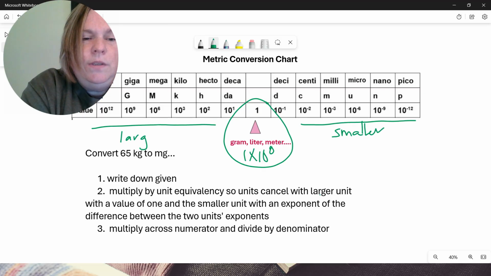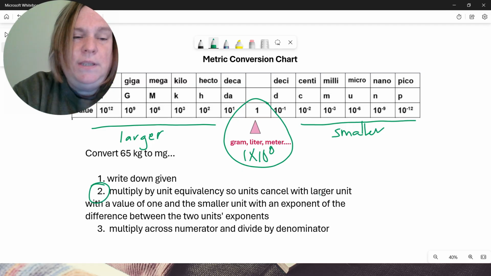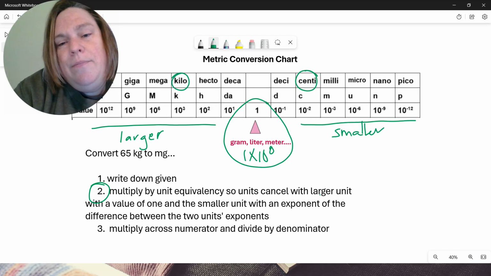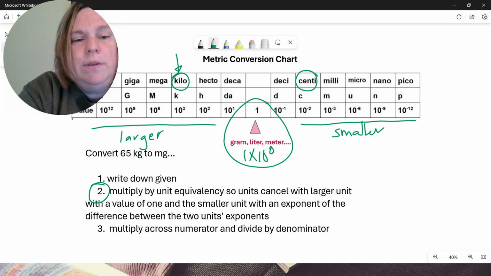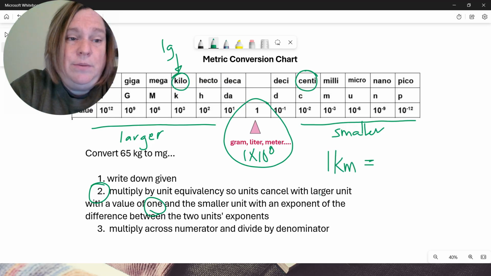Now, how do we use these relationships in unit conversion? Well, I'm just going to jump to step 2 here first because I want to show you how to find the relationship between two units. Let's say that I'm going to go from centi to kilo. Let's first look. The kilo is going to be the larger unit. So the larger unit is going to get a value of 1. So what does 1 kilometer equal in a centimeter?